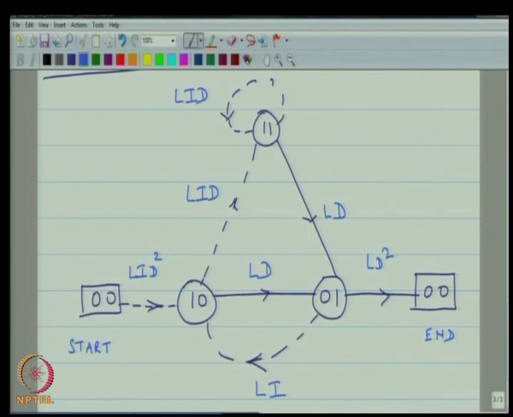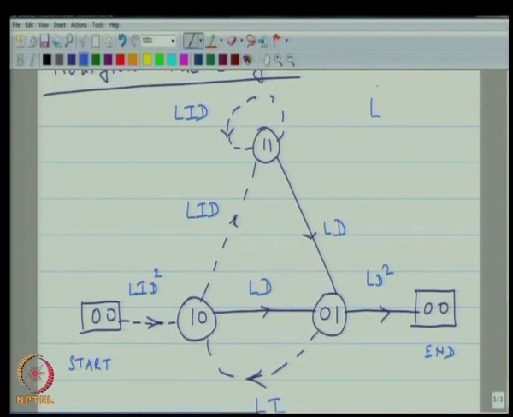Just to repeat, L stands for the following: if I put L to the E1, that implies the length of the path, or the number of message symbols associated with the path, is equal to E1.